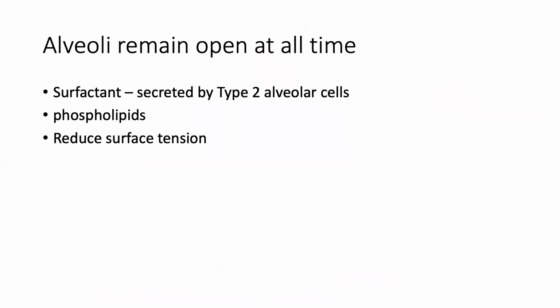Alveoli remain open at all times, because if you look at the diameter of an individual alveolus, it is about 0.2 millimeter. It is very, very small and tiny. But when it squeezes out the air, it remains patent, it remains open. Why does it happen? Because of the surfactant. You saw that surfactant is secreted by the type 2 pneumocytes in the alveolar wall. It is just a phospholipid, and it reduces the surface tension of the alveoli.